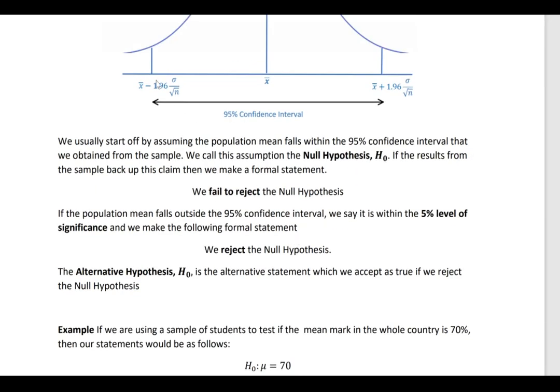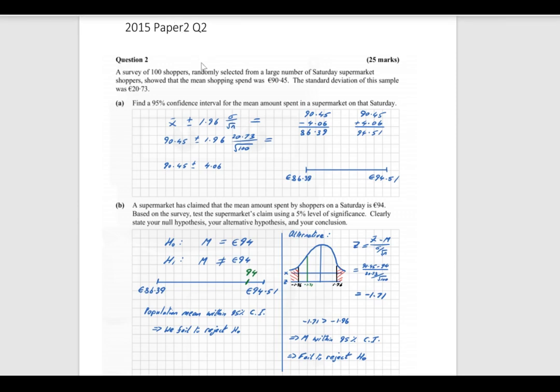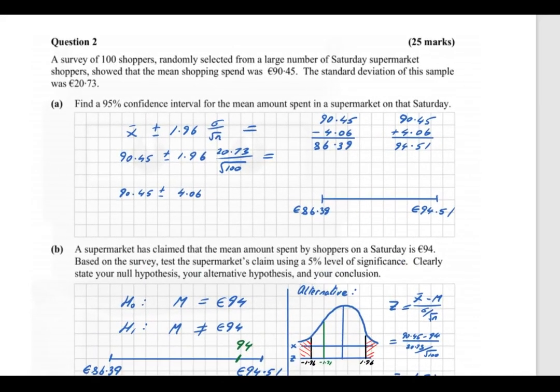We can now illustrate all this with the 2015 question, as I said earlier. So if we look at this question, a survey of 100 shoppers. So that's our sample straight away. Our sample has a size 100. And when you do that survey, you find that the mean shopping spend was €90.45. So that means we can now set up a 95% confidence interval with these figures.